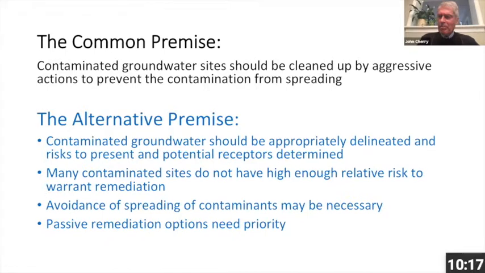Contaminated groundwater should be appropriately delineated and risks to present and potential receptors determined. Many contaminated sites do not have enough relative risk to warrant remediation. Avoidance of spreading may be necessary in some cases, and passive remediation options need priority.